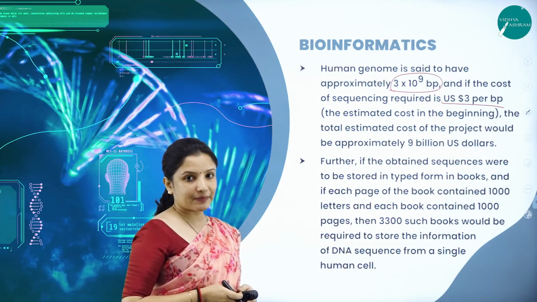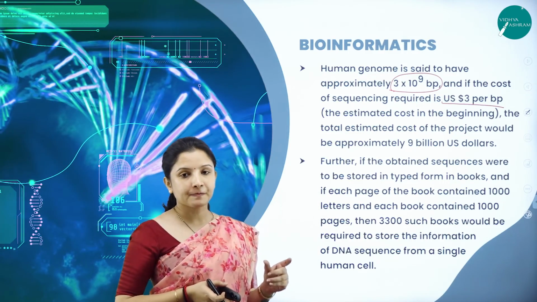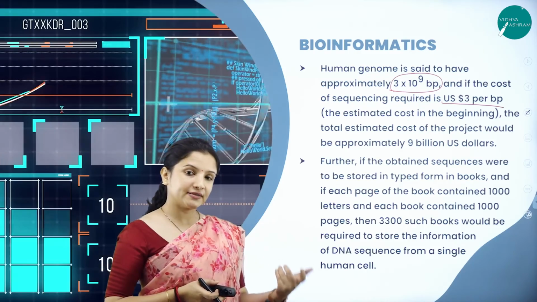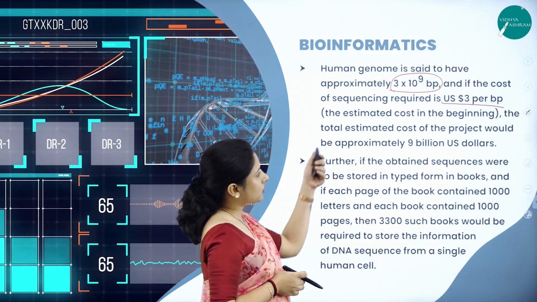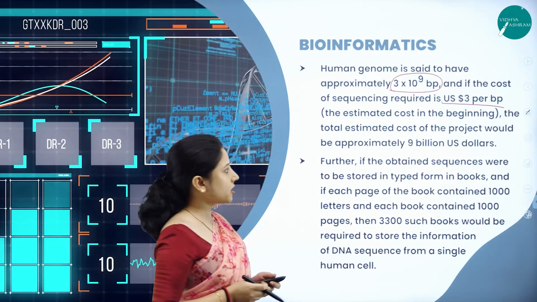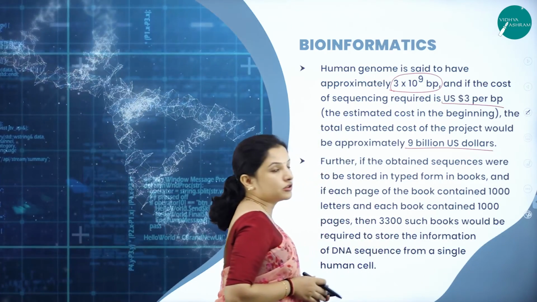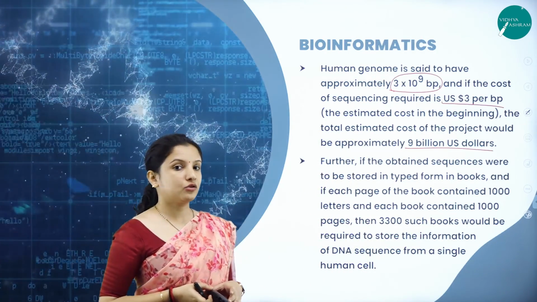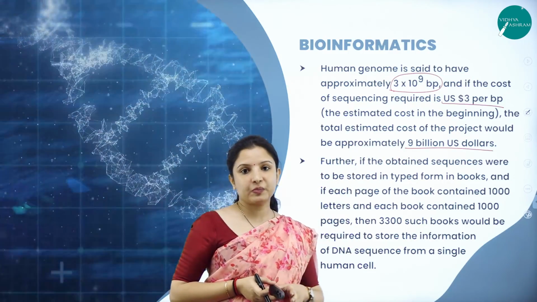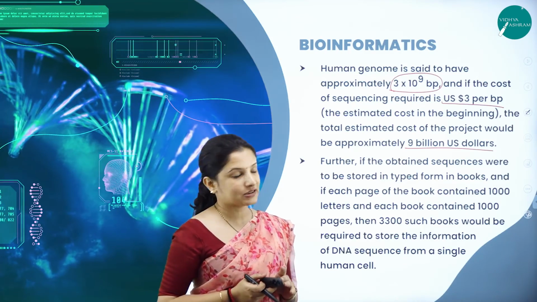That is, the estimated cost in the beginning was $3 per base pair. To sequence it, to do various experiments, it cost about $3. And the total estimated cost of the project at the end would be approximately $9 billion. So imagine how big this Human Genome Project was. But though so much money had to be spent, it was of great importance, especially in the medical field.